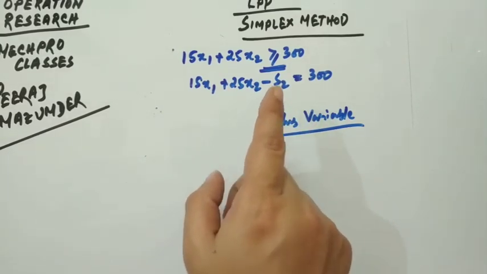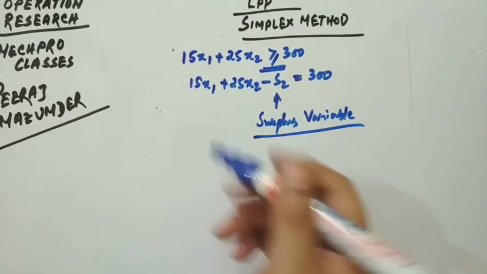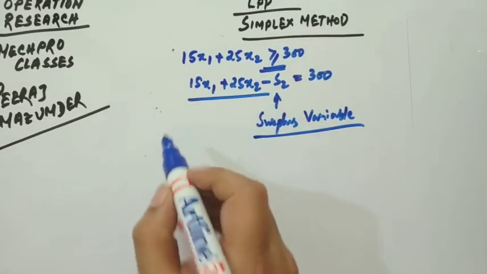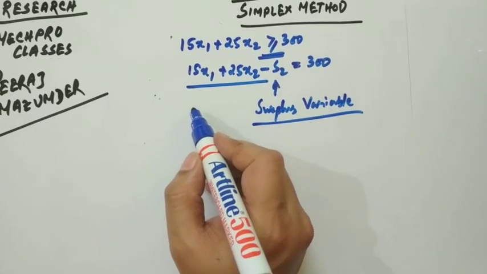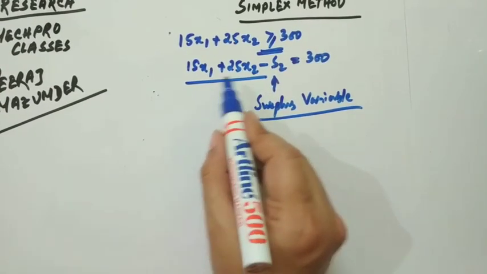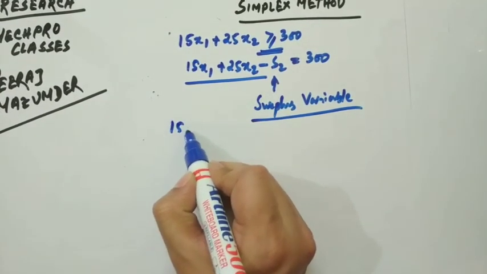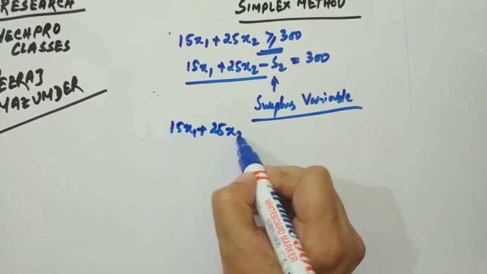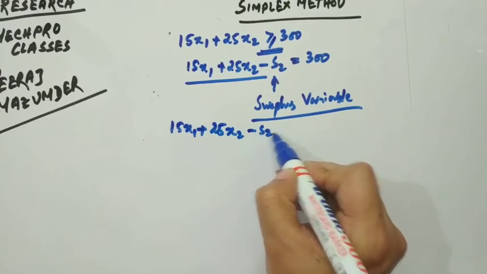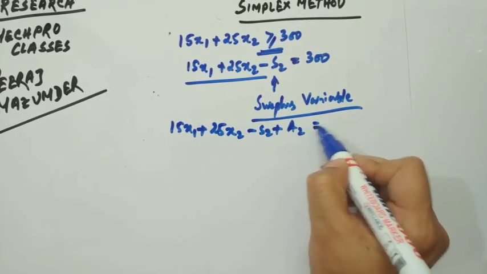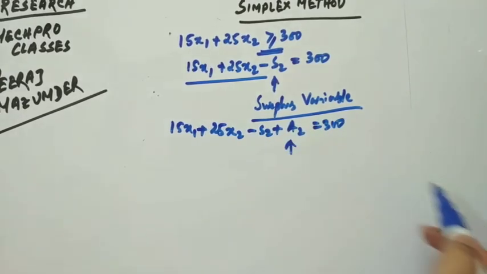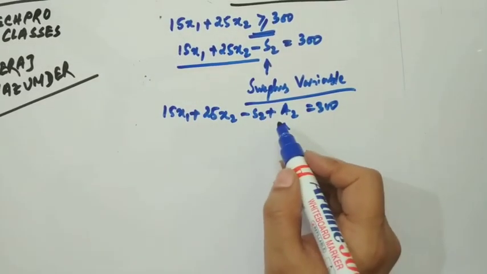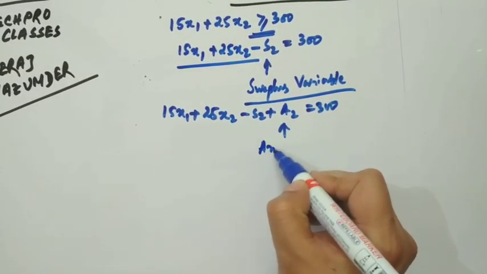Now one more thing I would like to tell you about this. We have to add an extra variable for the minimization case, that is 15x1 plus 25x2 minus s2 plus a2 equal to 300. Now what does this a2 mean and why has it arrived? This a2 is known as an artificial variable.